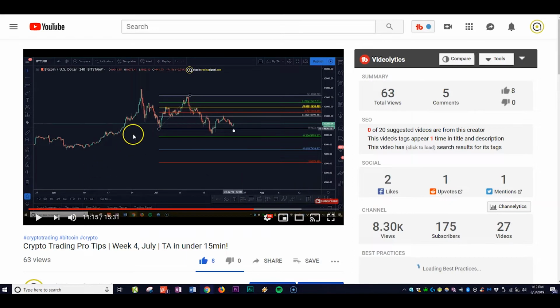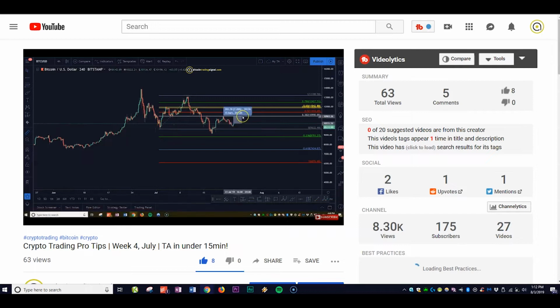So let's go ahead and get started. Short term, within the next maybe 1 or 2 days, we'll probably likely see a little bit of price increase from here. Maybe another 7%, maybe even another 11%.